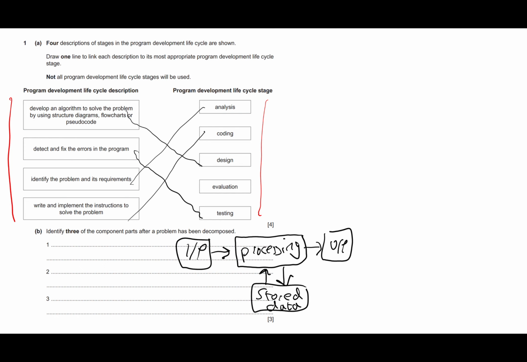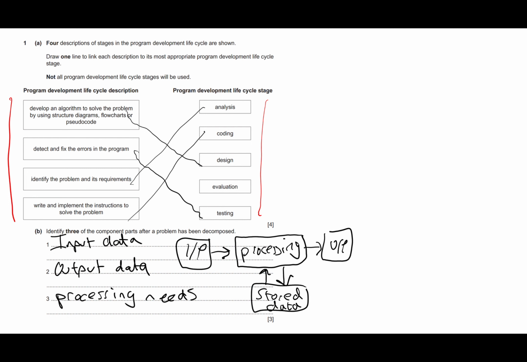So through the component parts, we basically can have any of these. So we can have input data, we can have output data, and processing, or information to be processed, or data to be processed. I'm just going to write processing needs or requirements. You could also have information to be stored as well.